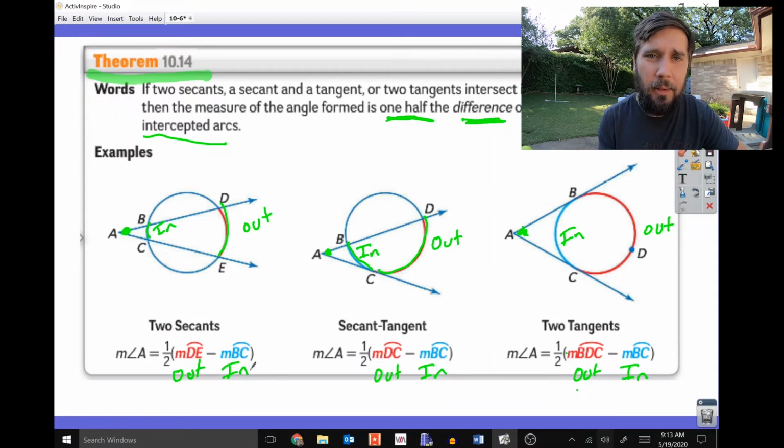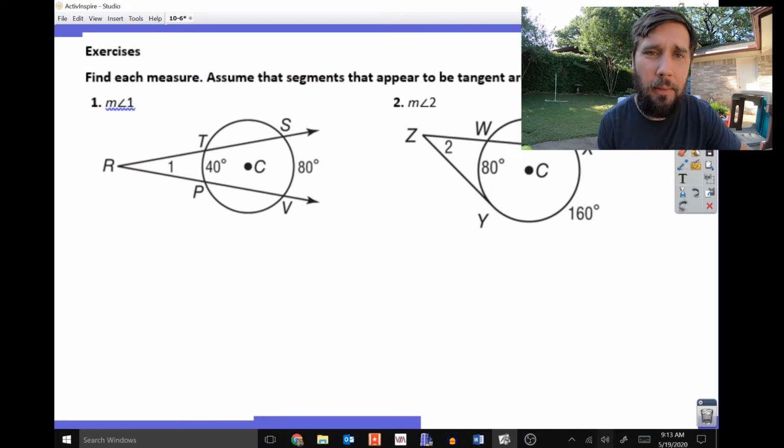Alright guys, so let's look at a few examples where we're going to have to find the degree of the angle or the degree of an arc using this. In all these examples, the angle ends up outside, like in number 1, a straightforward example. To find angle 1 here, we're going to use theorem 10.4 again. We know this angle is equal to 1/2 the measure of the outside arc, here's the outer arc, minus the inside arc.